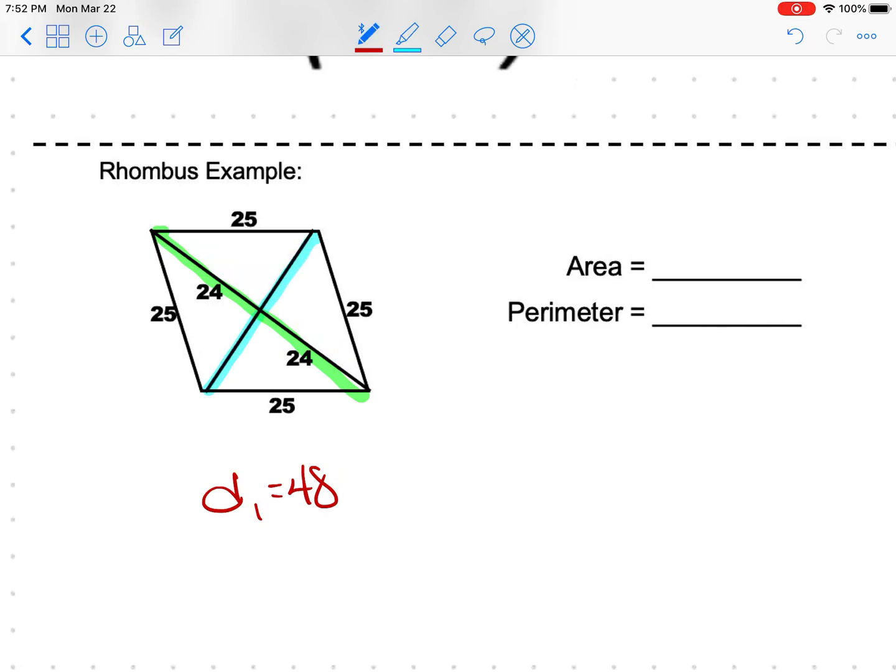But we do know properties of rhombus. Remember those quadrilateral properties that we spent time on in Unit 7. We know that the diagonals are perpendicular. So we do have right triangles.